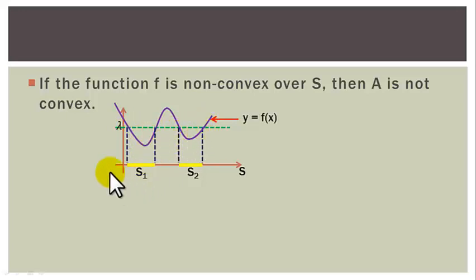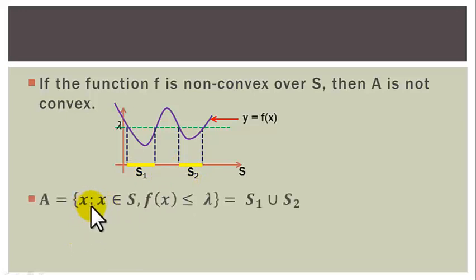So you can see the set of all points x which are element of S such that f of x is less than or equal to lambda is from here to here and from here to here. So if we label this first set as S1 and this second set as S2, you can see that our set A, which is defined as the set of all x such that x is element of S and f of x is less than or equal to lambda, is S1 union S2.